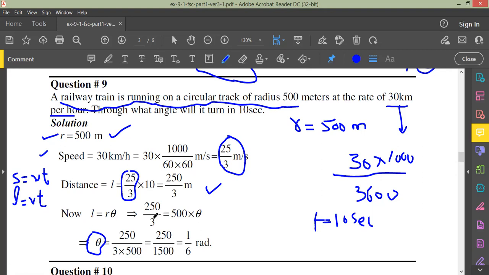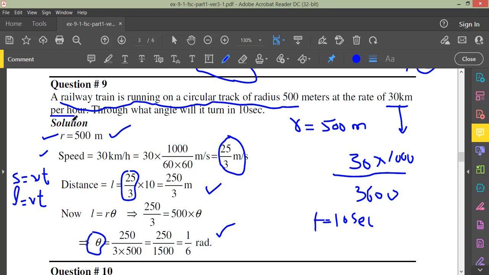So this will be equal to 250 over 3, which will be equal to 1 over 6 radian. So a train is running on a circular track of radius, this is the radius, at a rate of 30 kilometers per hour.